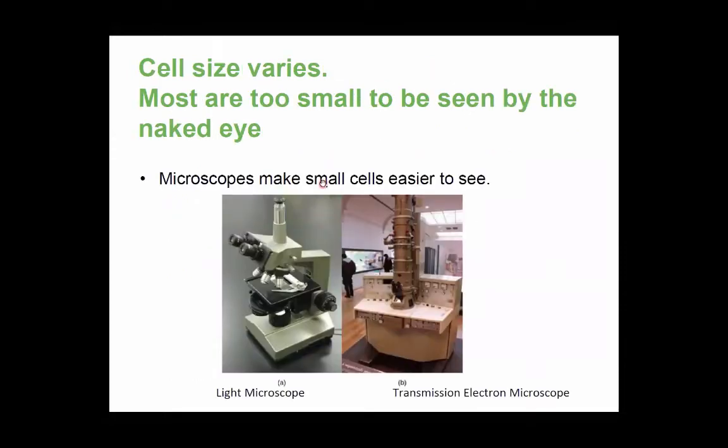Most cells are very small and you cannot see them by the naked eye. Microscopes are instruments that make small things appear big, a process called magnification. This is an example of a light microscope. This is an example of electron microscope, transmission electron microscope. Light microscopes can magnify an object up to 1,000 times, but electron microscope can magnify a specimen over 1,000,000-fold.